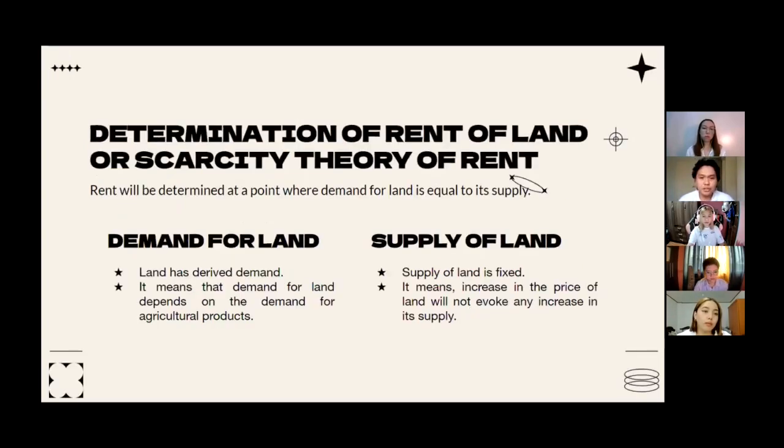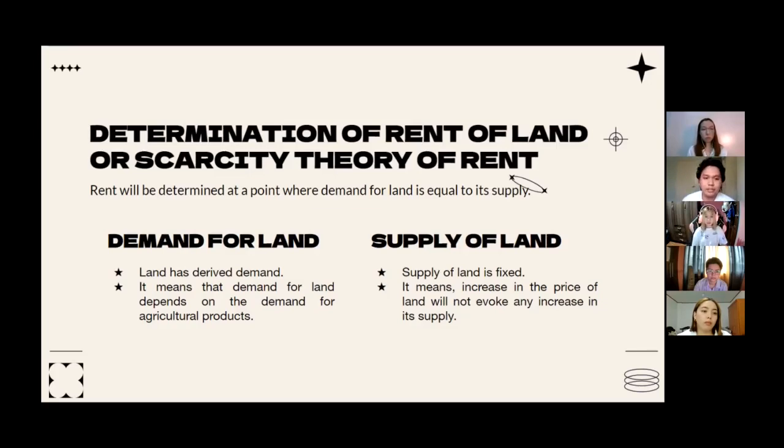The determination of rent of land, or the scarcity theory of rent. Modern economists have argued that rent arises due to the scarcity of land, which is also said in the modern theory of rent. Scarcity of land means that the demand for land exceeds its supply. Therefore, rent will be determined at a point where the demand for land is equal to its supply.